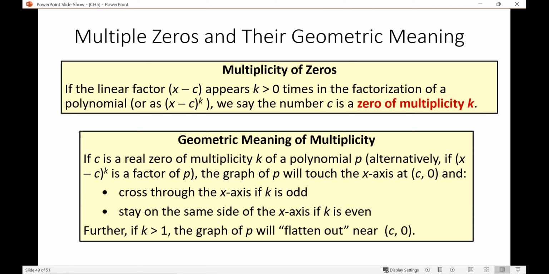So if you have a second degree, fourth degree, or any even multiplicity of a zero, it's just going to touch the axis there and then turn around. Versus if your multiplicity of a zero is odd, it's going to go through the axis. Okay. Also, anytime the multiplicity is more than 1, the graph is going to flatten out right near that zero.